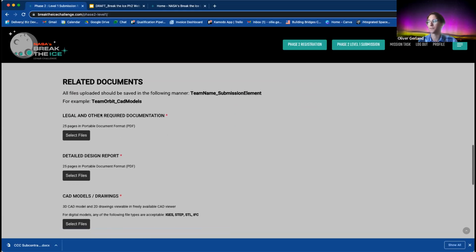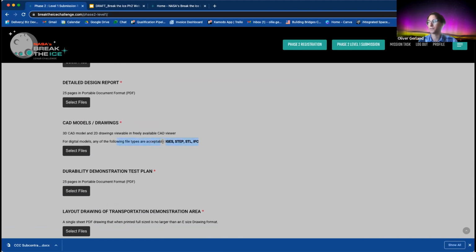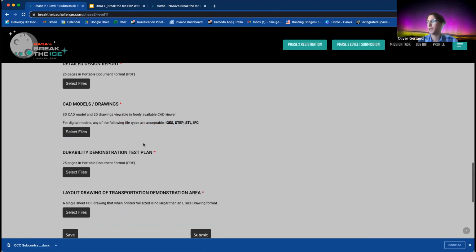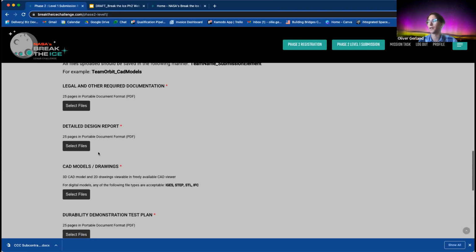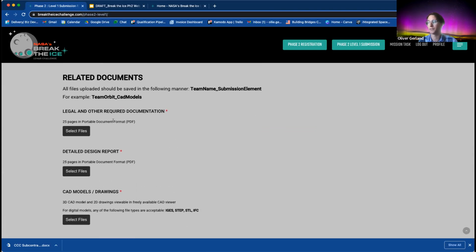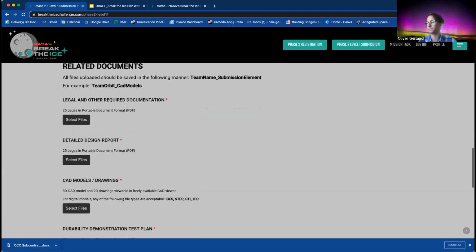And then when you upload your documents, so again, here's the detailed design report and CAD model. These are the file types that we support for 3D CAD viewers. You're able to save your progress as you go, in case you want to upload only some of the documents. But we ask that you save the files using the following structure: your team name, and then the submission element. So if I'm team Break the Ice, it would be Team Break the Ice / CAD model.